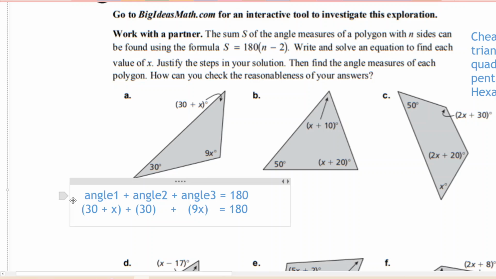Angle 1 plus angle 2 plus angle 3 equals 180. Well then 30 plus x plus 30 plus 9x has to equal 180. Now, we're supposed to simplify this, so we're supposed to go ahead and solve this. So here's what we're going to do to solve this. First of all, let's get rid of all of those parentheses. We don't actually need them.